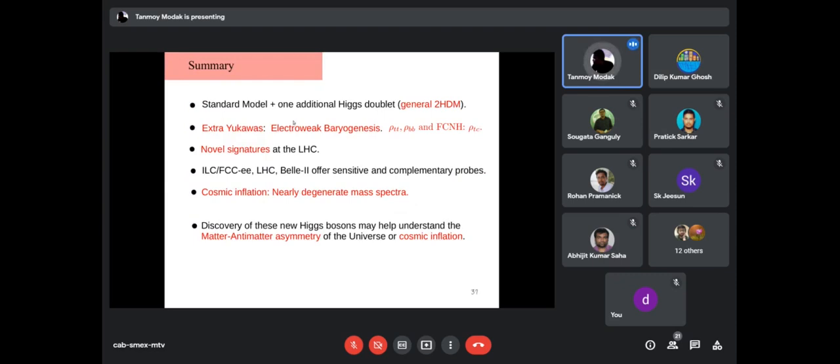All right, so I summarize. Today I talked about the standard model plus one extra doublet, the general Higgs doublet model for electroweak baryogenesis, and there are couplings, for example, rho TT, rho BB, which could be complex and they can induce electroweak baryogenesis and account for the observed baryon asymmetry of the universe. There are novel signatures I discussed at LHC and future experiments such as ILC and FCC-ee, or ongoing experiments such as Belle II, which offer sensitive and complementary probes.